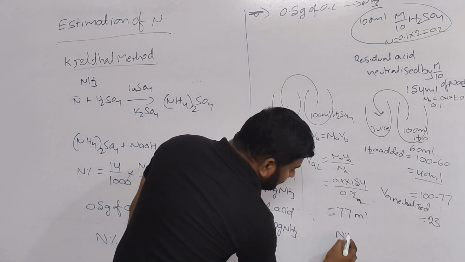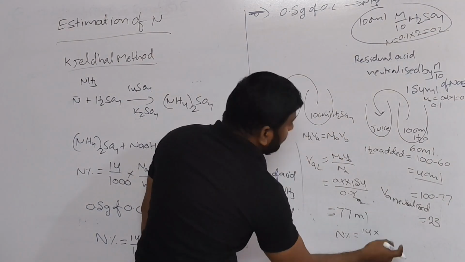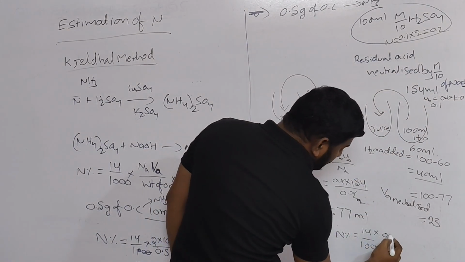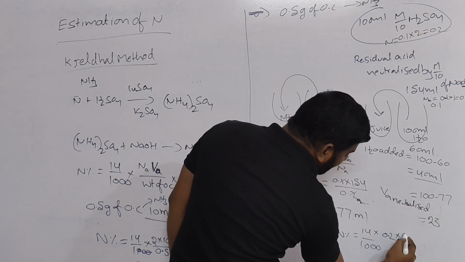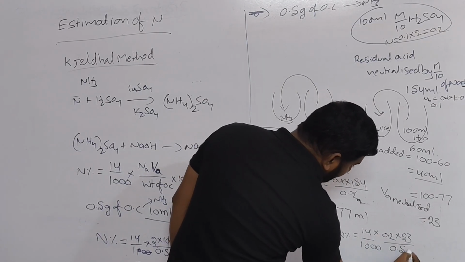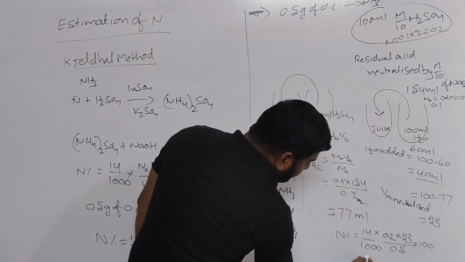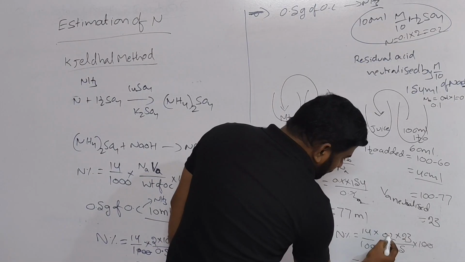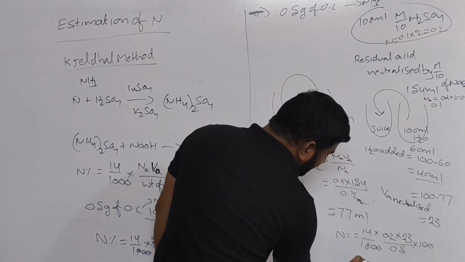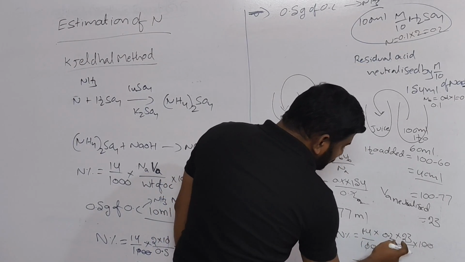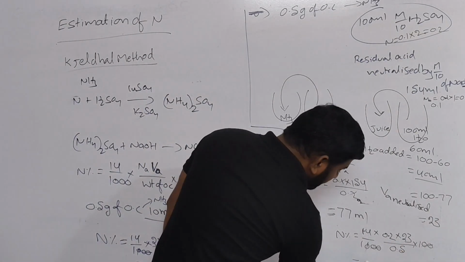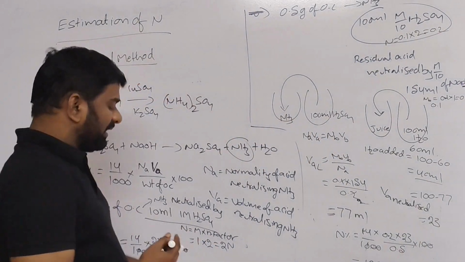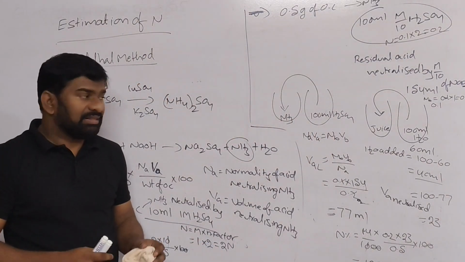Then what is the formula of nitrogen percentage? 14 by 1000 into normality of acid 0.2, into volume of acid 23, by weight of organic compound 0.5, into 100. If you solve this, the 2 zeros get cancelled, and this becomes 1.4 into 0.8 into 23. If you solve this, you get 12.88% of nitrogen. In this way, you have to calculate the nitrogen percentage in the Kjeldahl method.